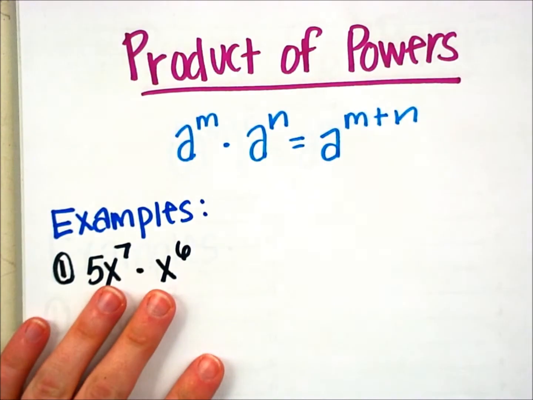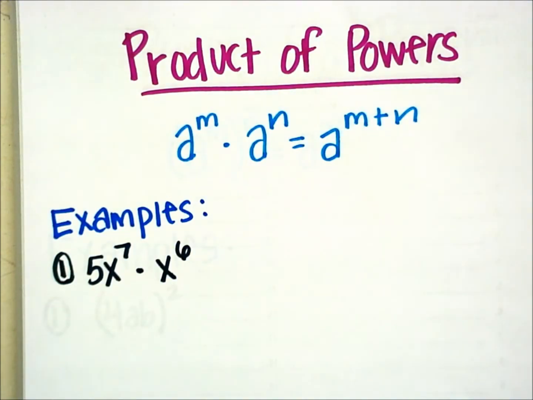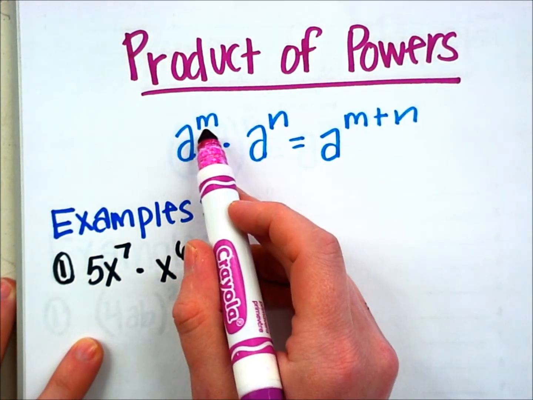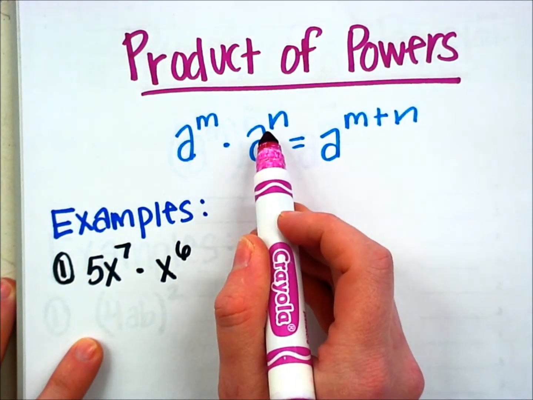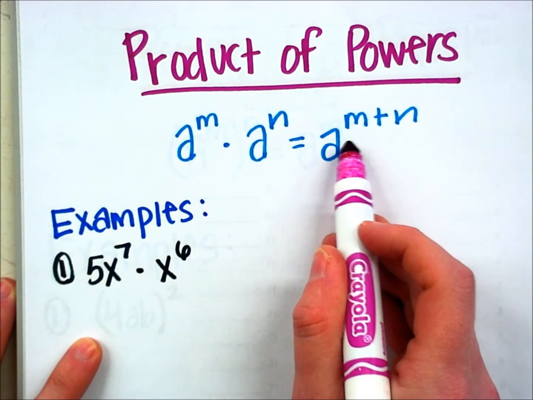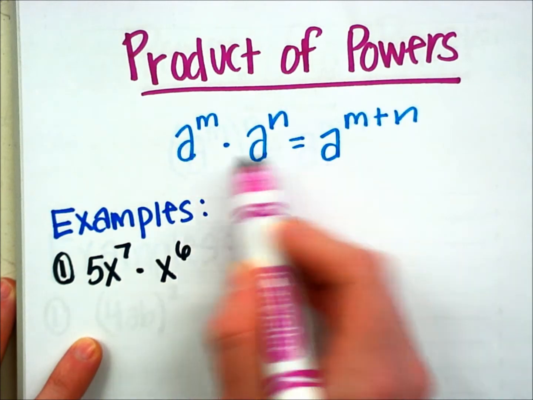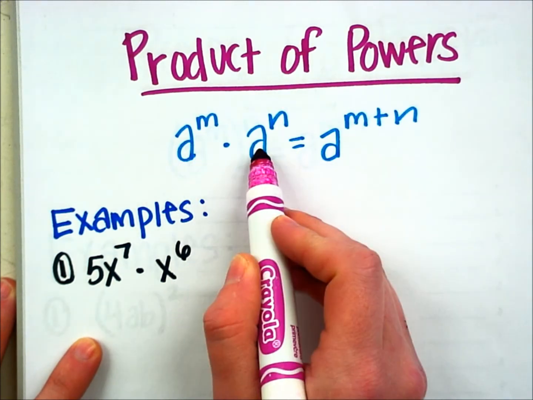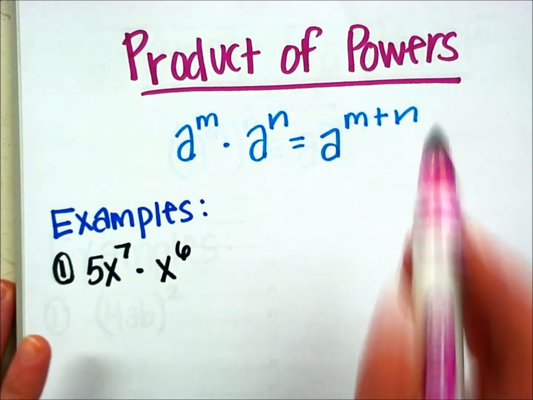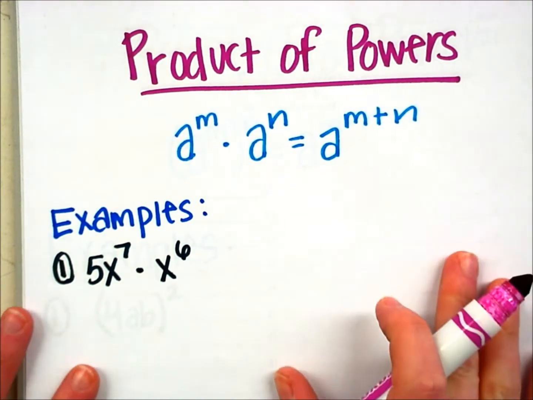Let's talk about some rules. The first rule when we're dealing with monomials is called the product of powers. The first rule says a to the m times a to the n power equals a to the m plus n. This rule tells me that if the bases are the same, a is the base, then I can just add the exponents.